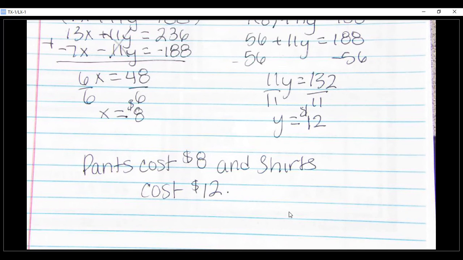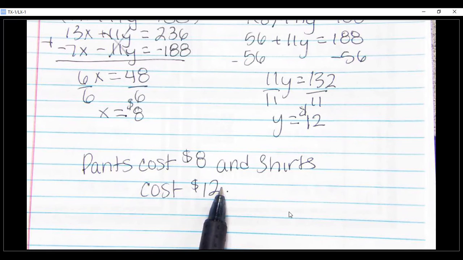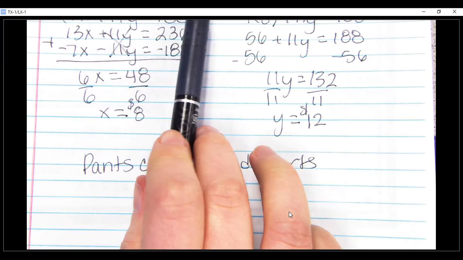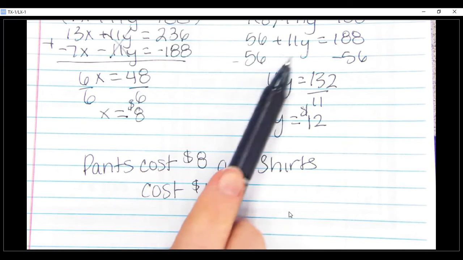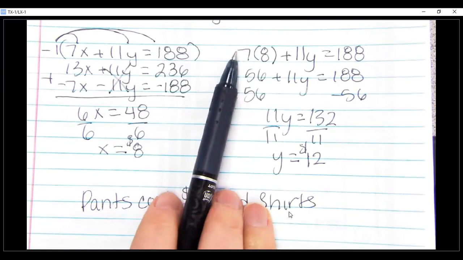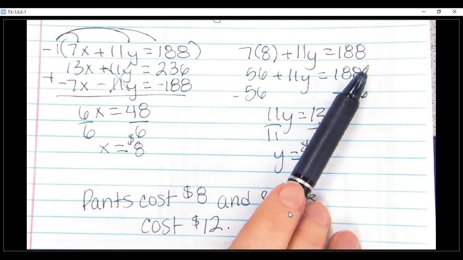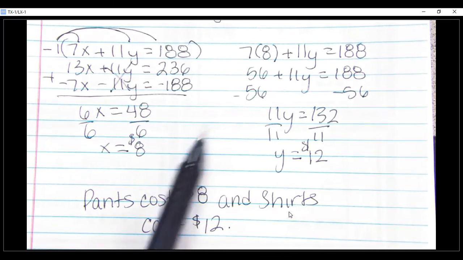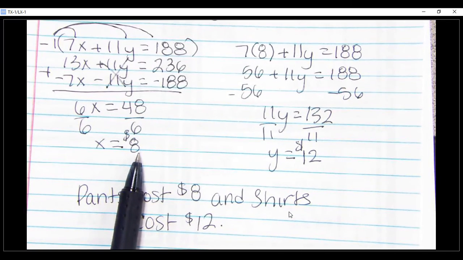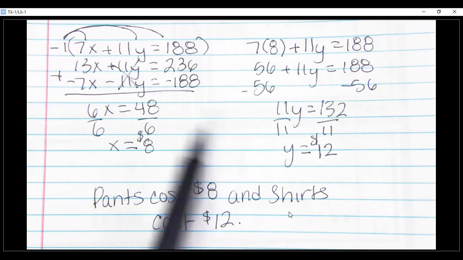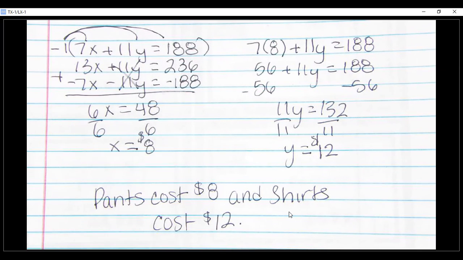Step 5 is always check your answer. Again, you can take whatever these two answers are, your x and your y, and plug them into the other equation that you didn't use. So for example, I used the 7x plus 11y equals 188 equation. If I wanted to check my answer, I can plug in 8 for x and 12 for y into the other equation. And if all is correct, it should work.